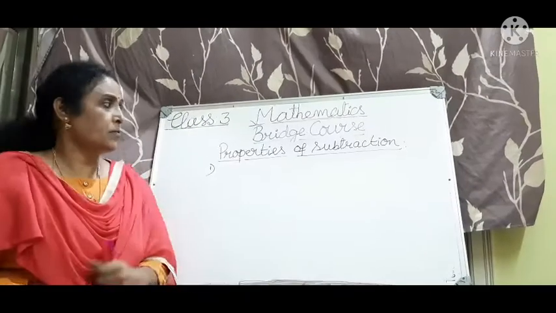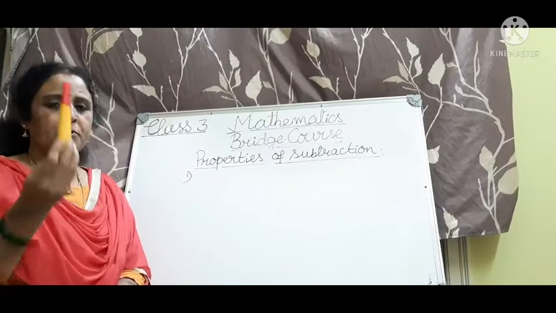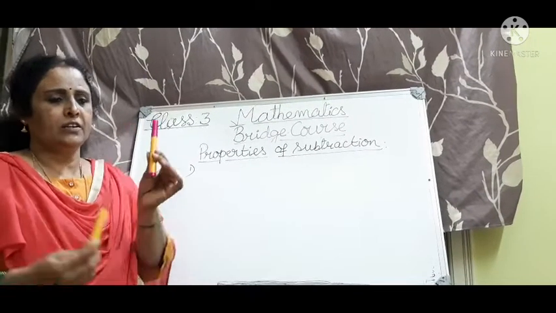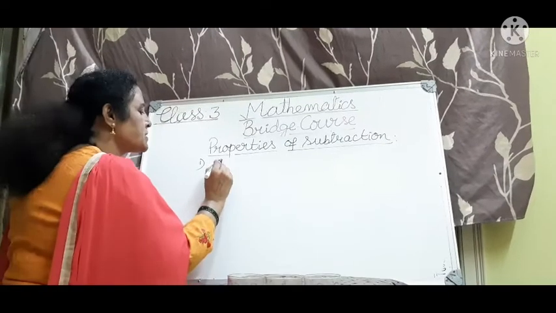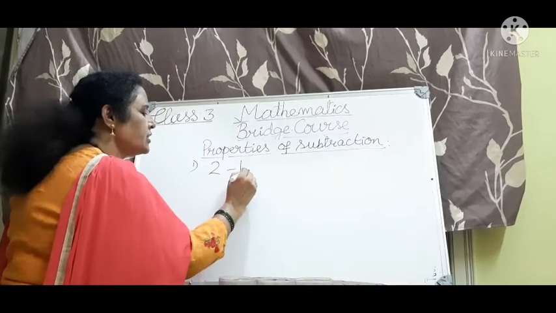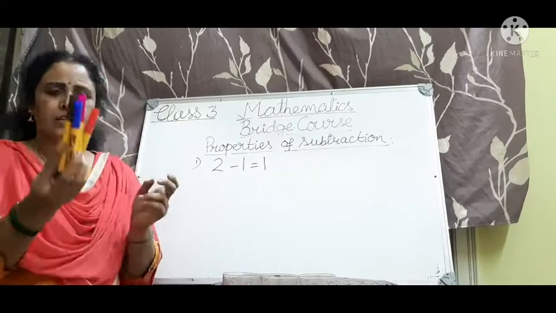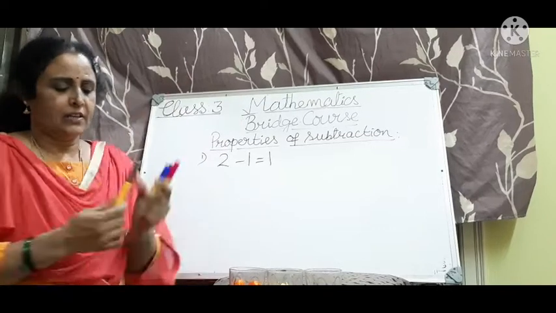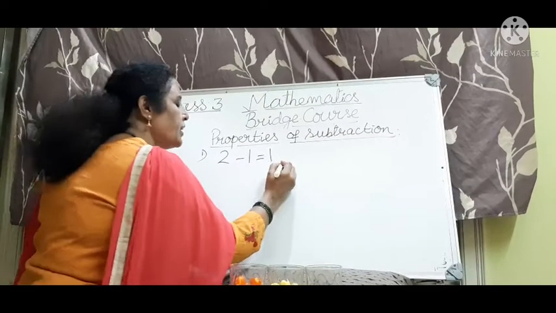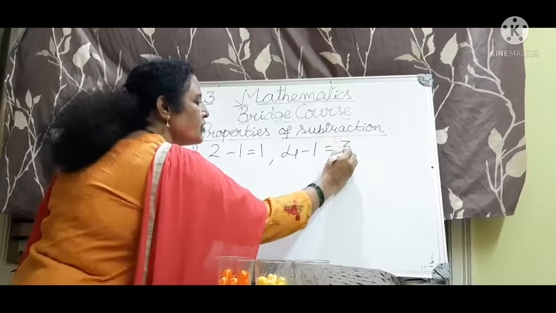Now we practice the properties of subtraction. See, I have 2 pens. I will take out 1. How many are remaining? 1. That means 2 minus 1 equals 1. Again, I have 4 pens with me. I will take out 1. How many are remaining? 3. Now, 4 minus 1 equals 3.